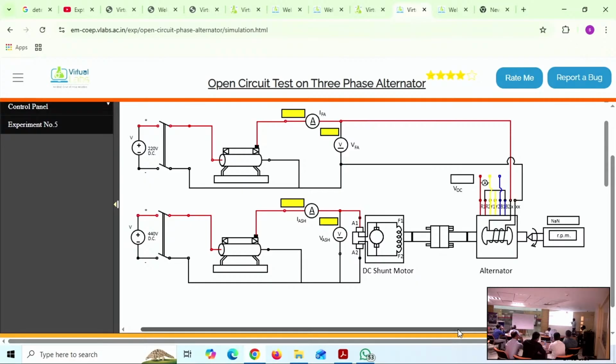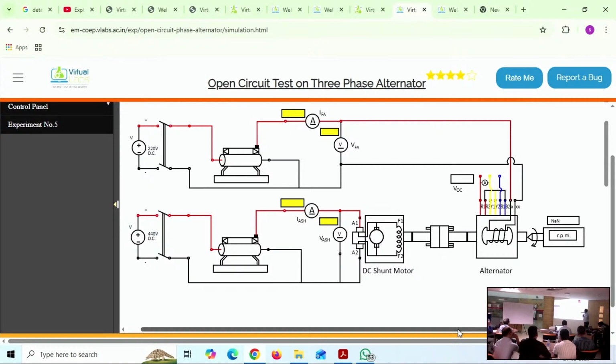Let me show. Alternator. It is showing an RPM meter, a speed measuring instrument. We call it a tachometer. Okay. These are the alternator outputs, R, Y, B phases. Fine. Next, the alternator should have a prime mover. That prime mover itself is the motor output. What type of motor is that? Shunt motor. Okay, DC shunt motor. Okay. Next, alternator.